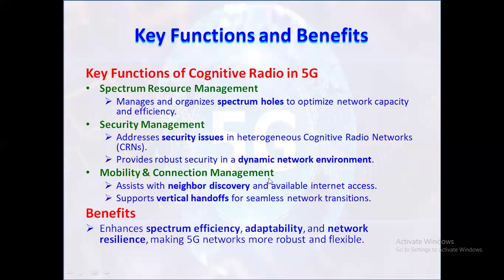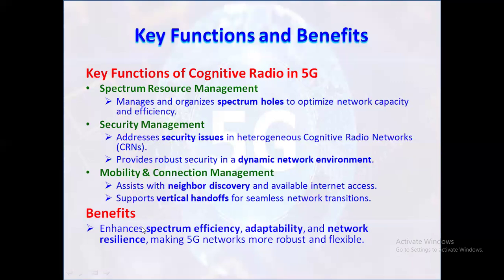Next, mobility and connection management. This allows cognitive radio systems to support seamless network transition by identifying neighboring networks and detecting available internet access points. Cognitive radios can choose optimal routes for data transmission. This function also supports vertical handoffs, which are essential for maintaining continuous connectivity as devices move between different types of networks, making it ideal for mobile 5G applications.